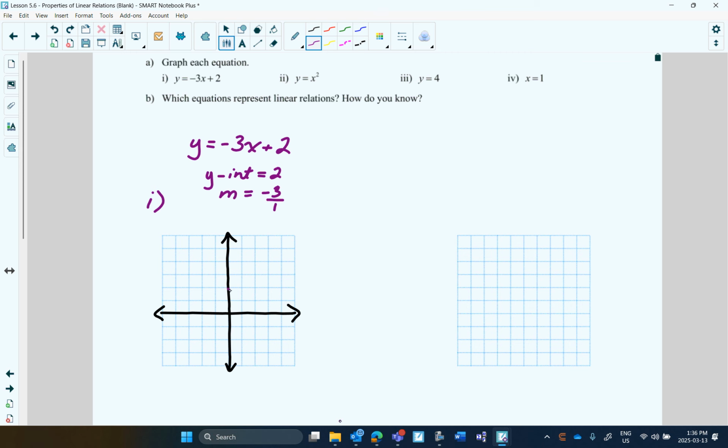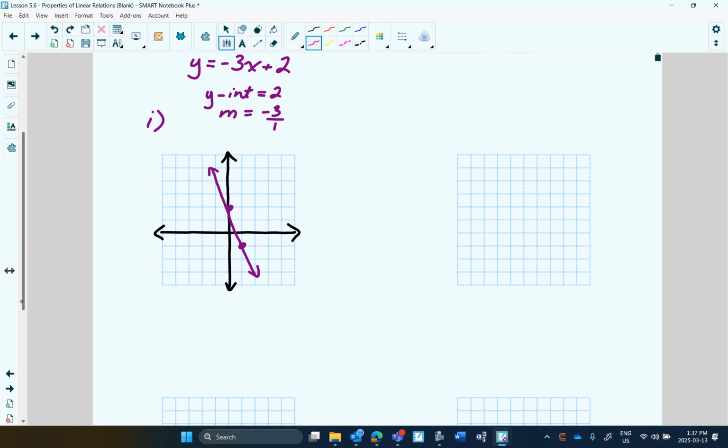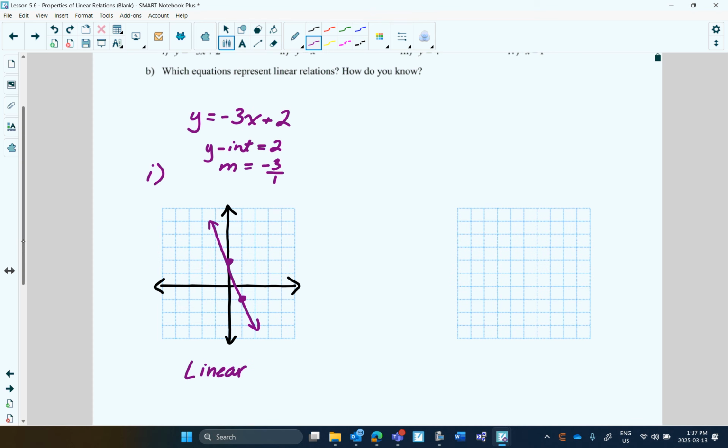So plot the y-intercept. And then from the y-intercept, I'm told to go down 3 and right 1. There's my line. Obviously I said line, which means you should be able to tell me whether it's linear or not. Yes. So this is linear. We'll save, like I said, number 2. We'll put number 3 down here.